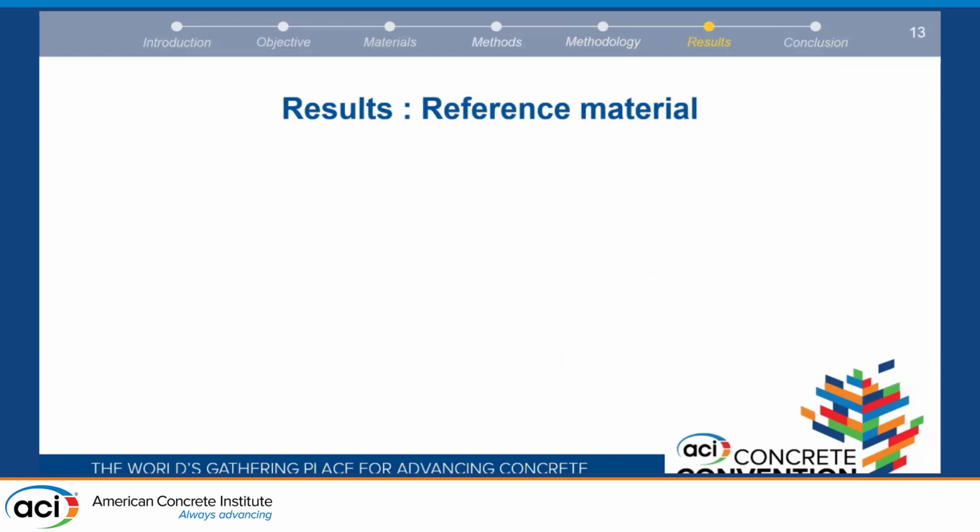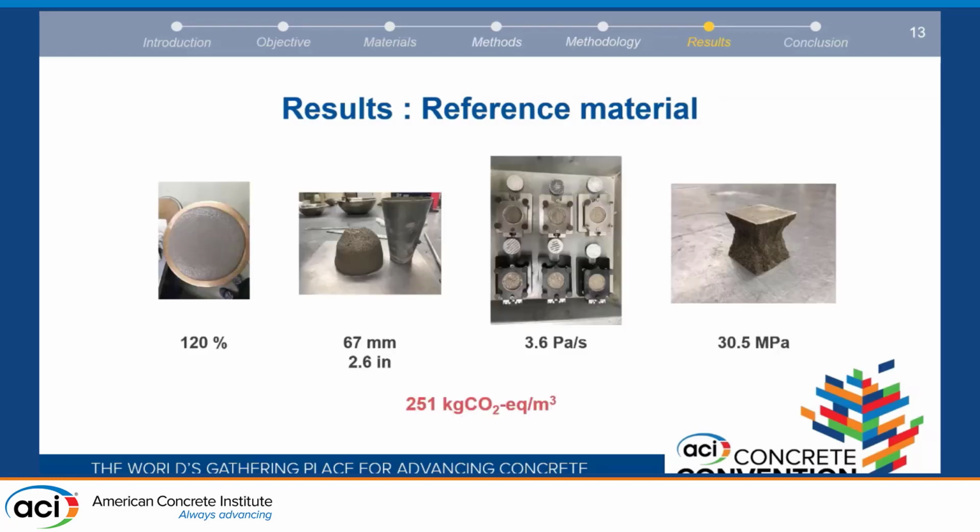So for the results, the design of experiment is based on a reference material that we found through trial and error, with the objective to lower the global warming potential of our LC3 mortar. So the reference material has these properties: 120% flow, 67 millimeter slump, 3.6 pascals per second structural build-up, and a global warming potential of 251 kilograms of CO2 equivalent per cubic meter.